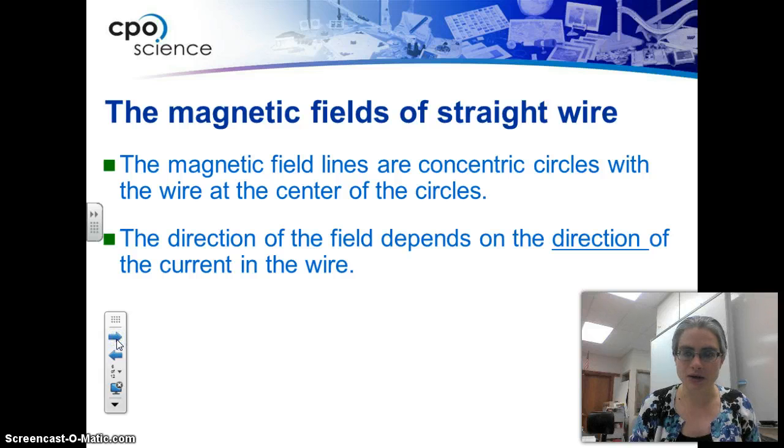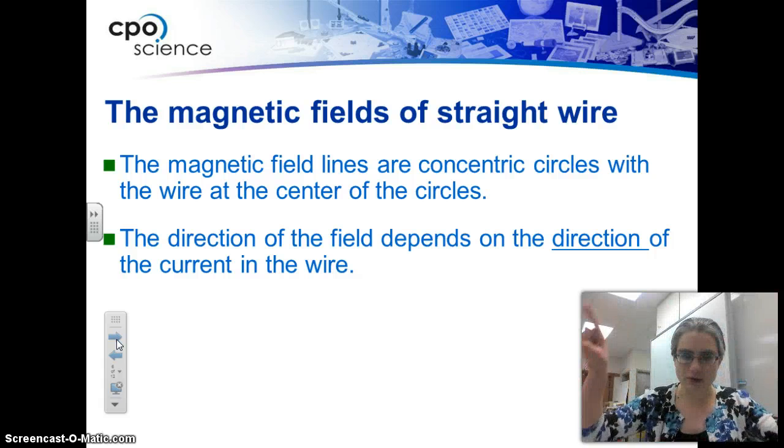Magnetic field lines are concentric circles with the wire at the center of the circles. What that means is that loop thing that we've seen so far for the field lines. The direction of the field depends on the direction of the current of the wire. As we can see, when we flip the current of the wire, we flip the field.